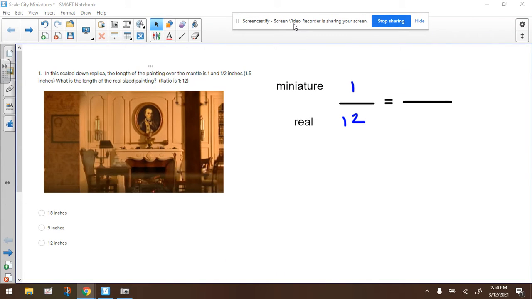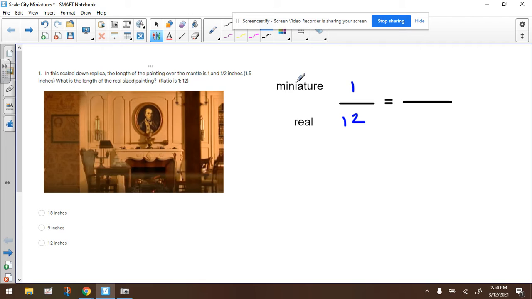We're taking a look at Scale City miniatures. And the first question says, in the scaled down replica, the length of the painting over the mantle is 1.5 inches. What is the length of the real size painting? And the ratio or the scale we're using is that 1:12 that they mentioned in the video.